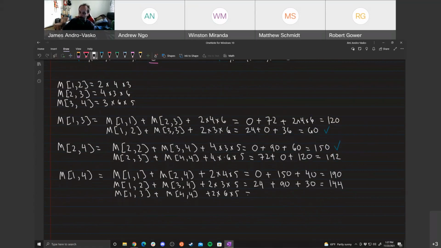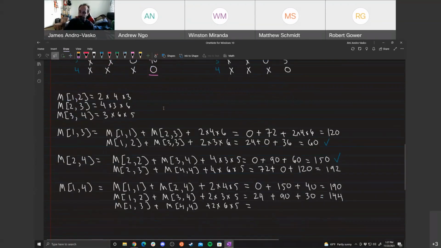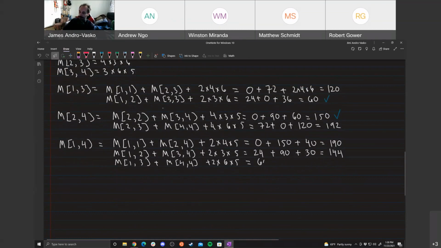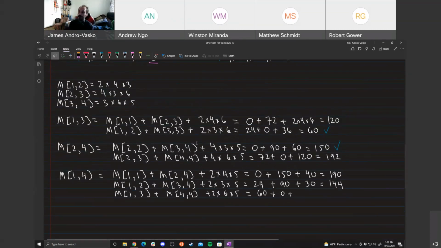Okay, so M1,3 is 60. M4,4 is 0. And then plus 2 times 6 times 5, that's going to give us, I believe, 60, because 6 times 5 is 30, times 2 is 60. And that gives us 120. And that is actually the smallest among all three. So 120 for the win, because you want to pick the smallest one.